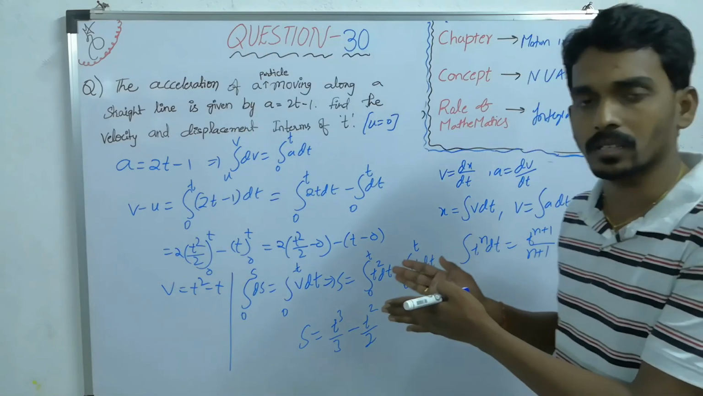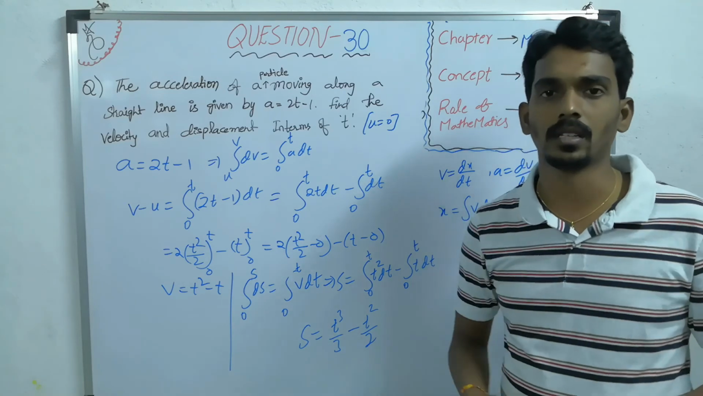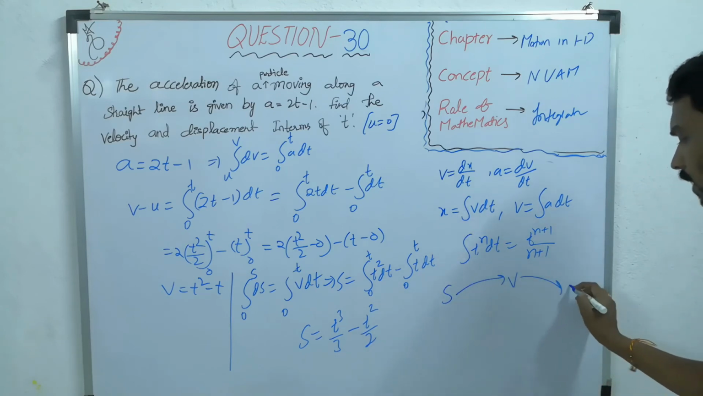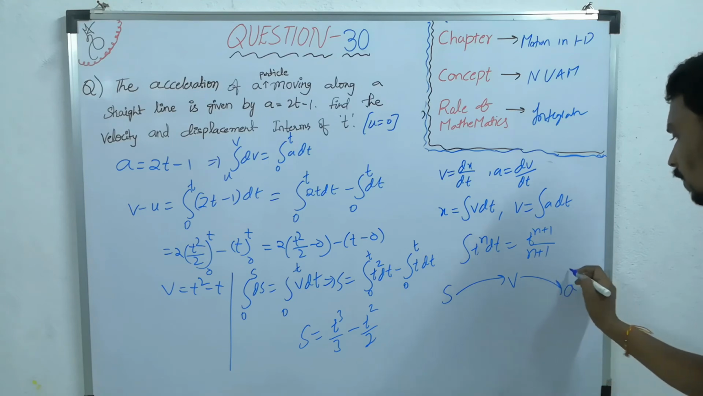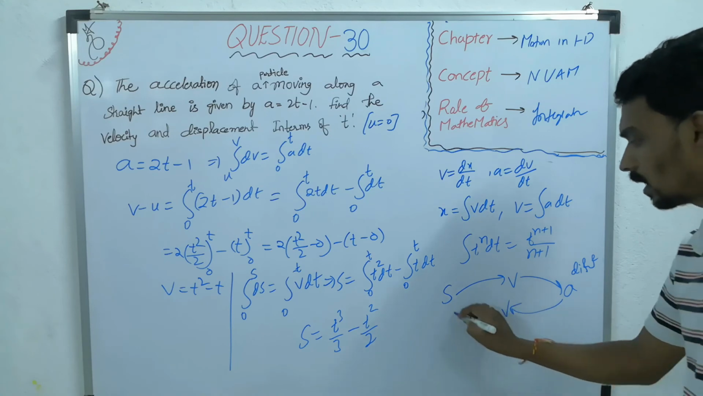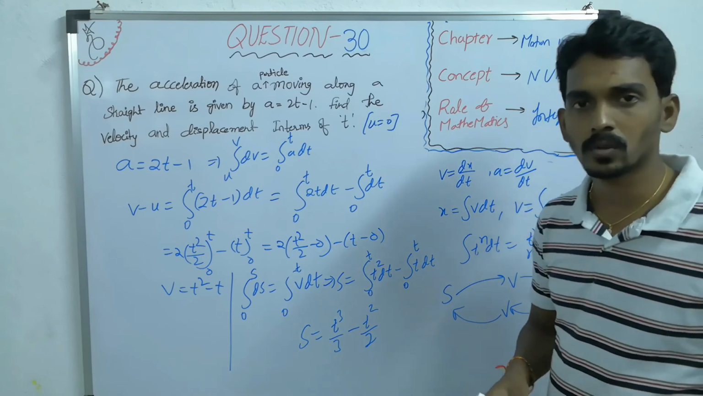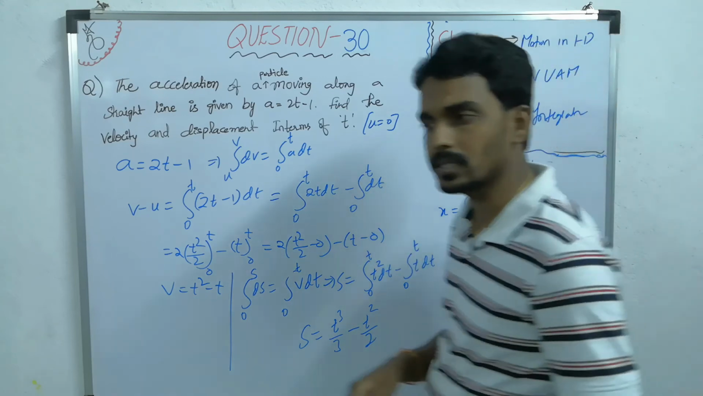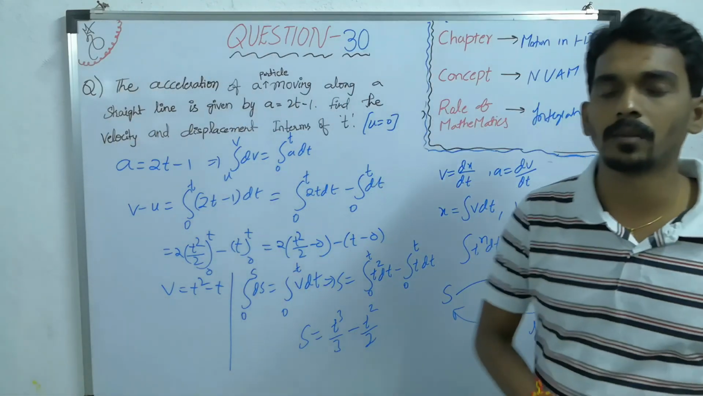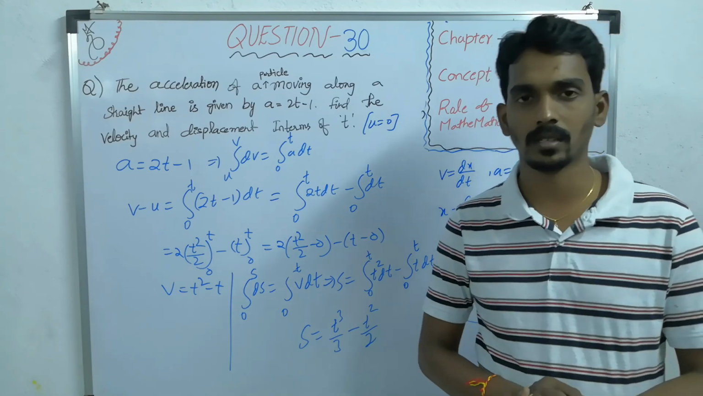You can understand one thing here: integration and differentiation are inverse processes of each other. That's why to go from displacement to velocity, and from velocity to acceleration, you go for differentiation. If you want to go in reverse, acceleration to velocity and velocity to displacement, then you go for integration. This is the way integration and differentiation play a key role in solving numericals in kinematics, and not only in kinematics, in many other questions also. So please understand that importance.